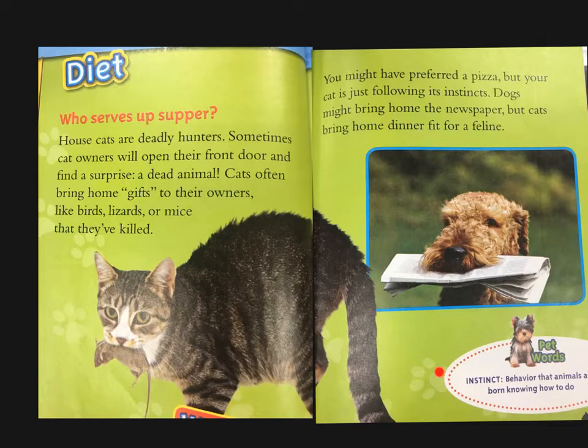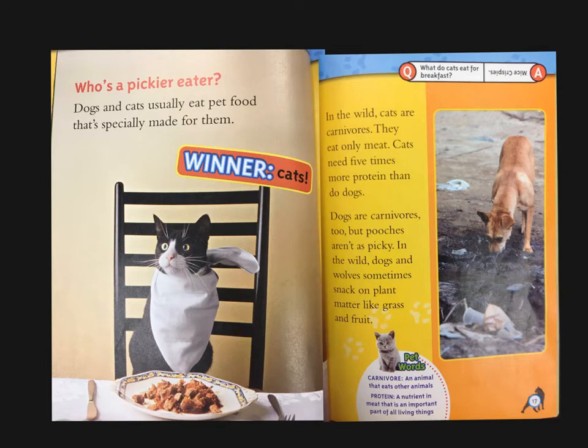An instinct is a behavior that animals are born knowing how to do. Dogs might bring home the newspaper, but cats bring home dinner fit for a feline, which is a synonym for a cat. Let's take a look at what else these animals eat. Who's a pickier eater? Dogs and cats usually eat pet food that's specially made for them. In the wild, cats are carnivores. They eat only meat. Cats need 5 times more protein than do dogs.